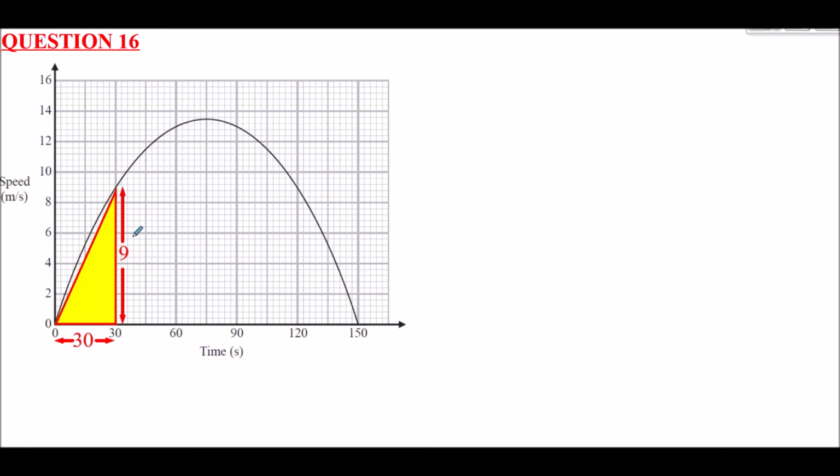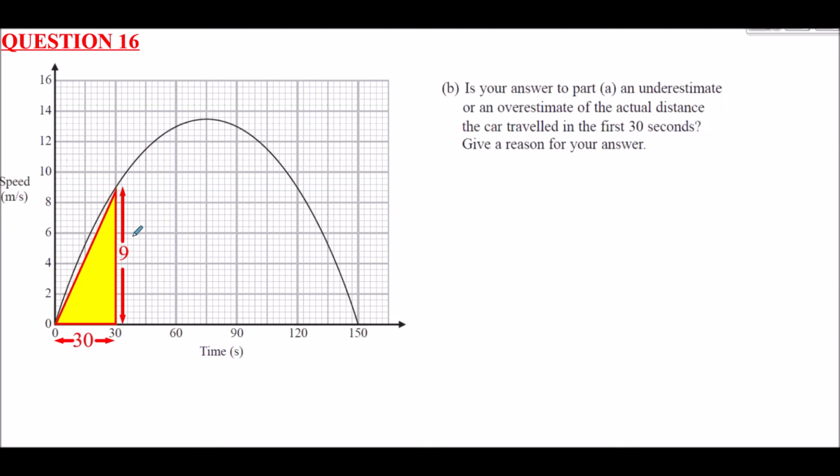So, next up, part B asks us if the answer to part A we just got, 135 meters, is an underestimate or an overestimate of the actual distance the car travelled in the 30 seconds? Give a reason for your answer. Well, the exact area under the curve tells you the exact distance travelled. We did an approximate distance, therefore got an approximate area, therefore an approximate distance travelled.